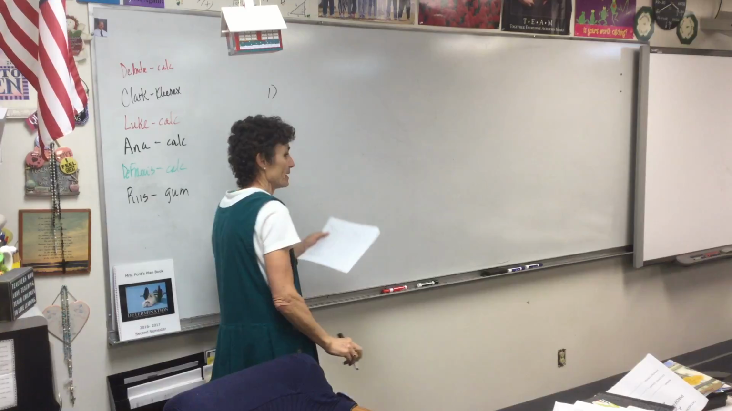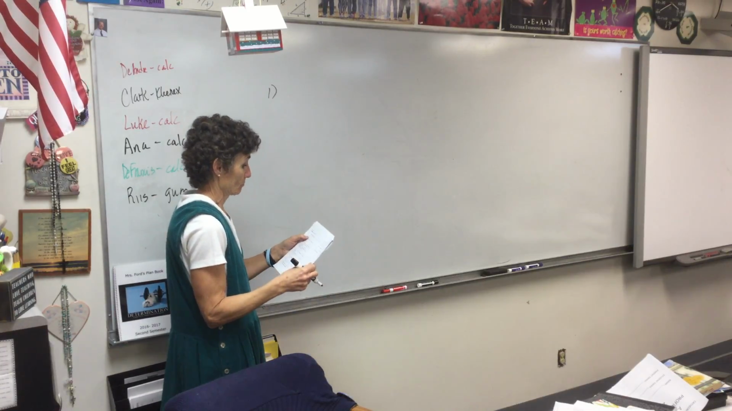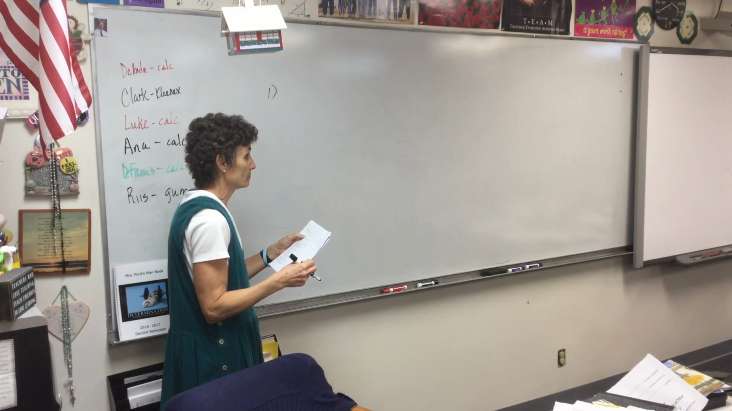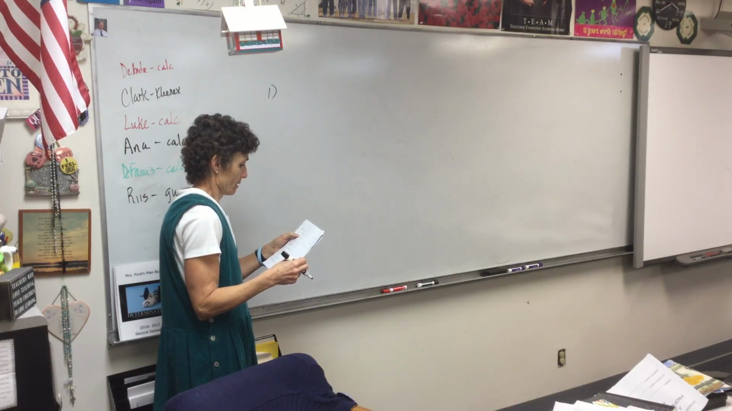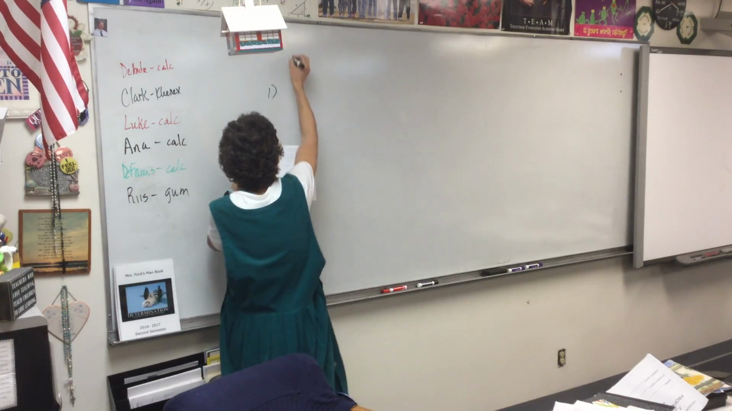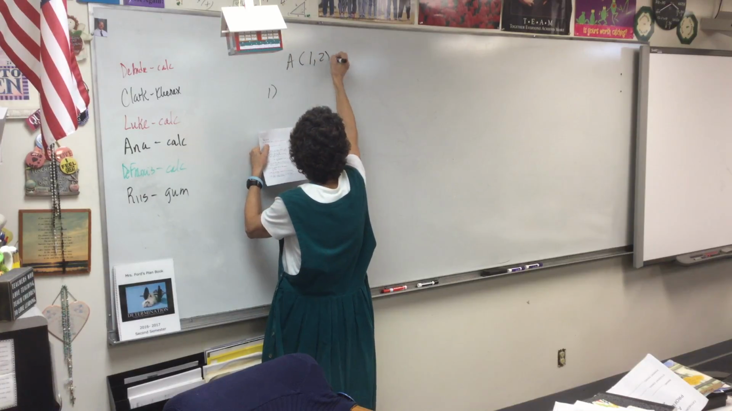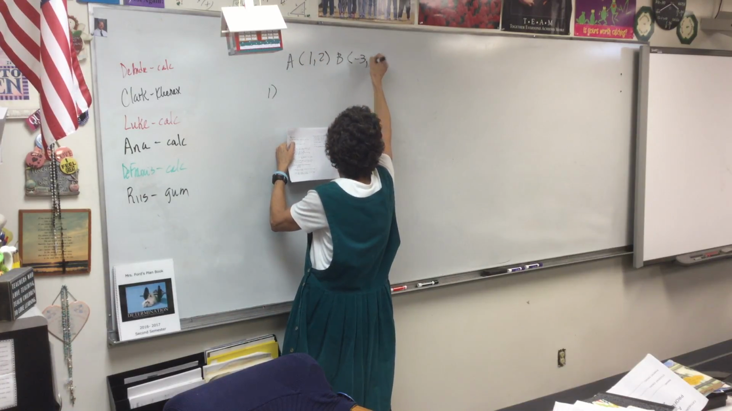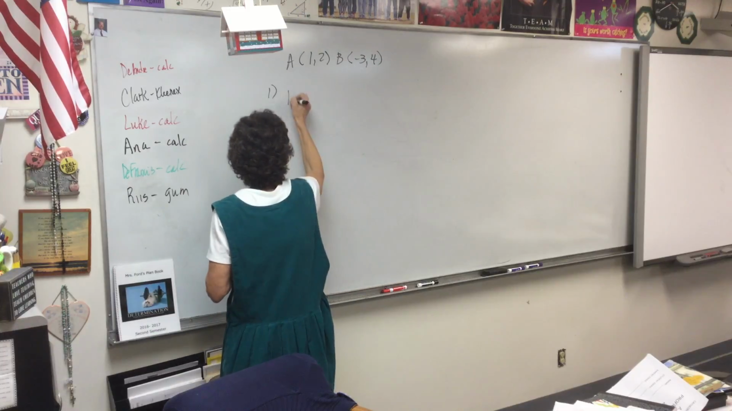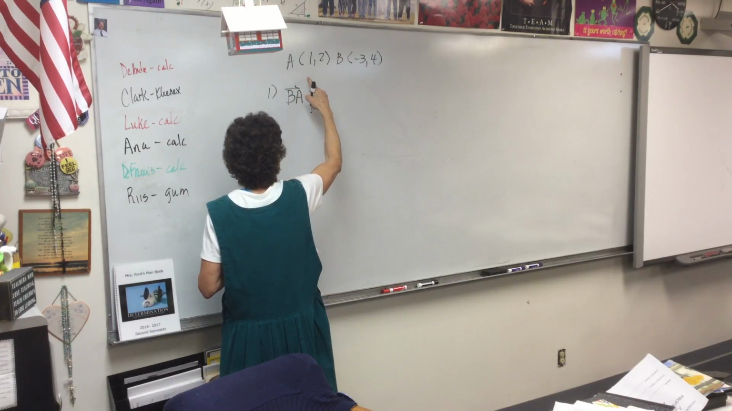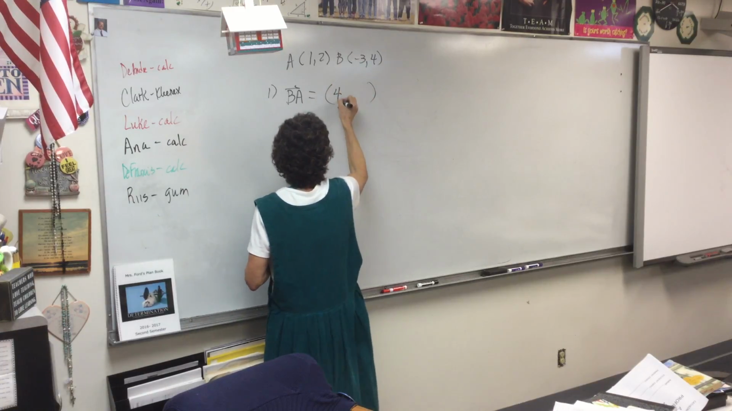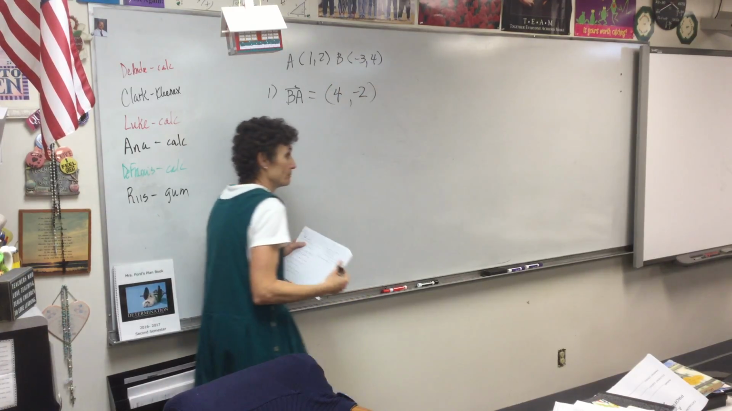Number 1, find BA. What are the coordinates of BA? A is 1, 2, and B is -3, 4. So BA is from B to A: +4, -2.